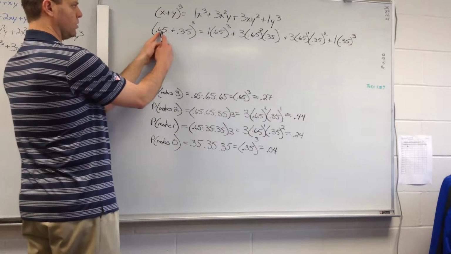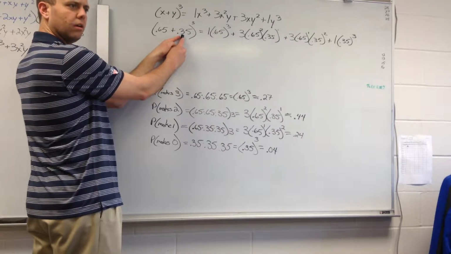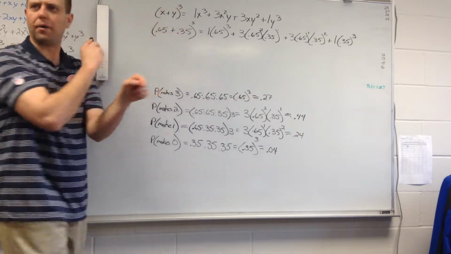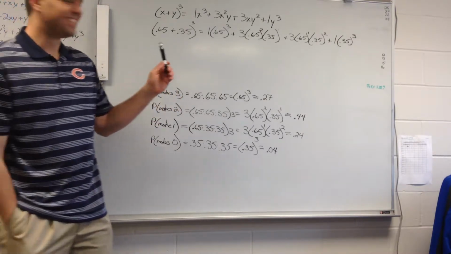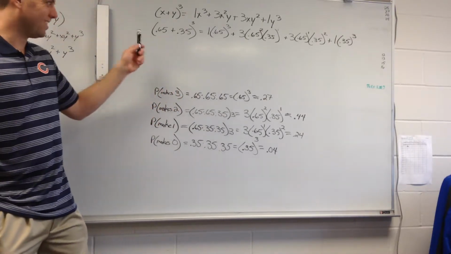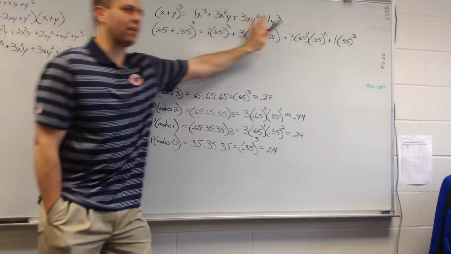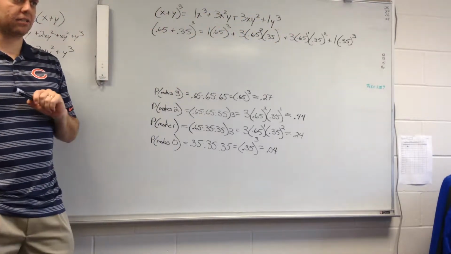That should make sense, because what's 0.65 plus 0.35? 1. Raised to the third power? 1. Okay. 1 times 1 times 1? 1. So that mathematically should make sense.